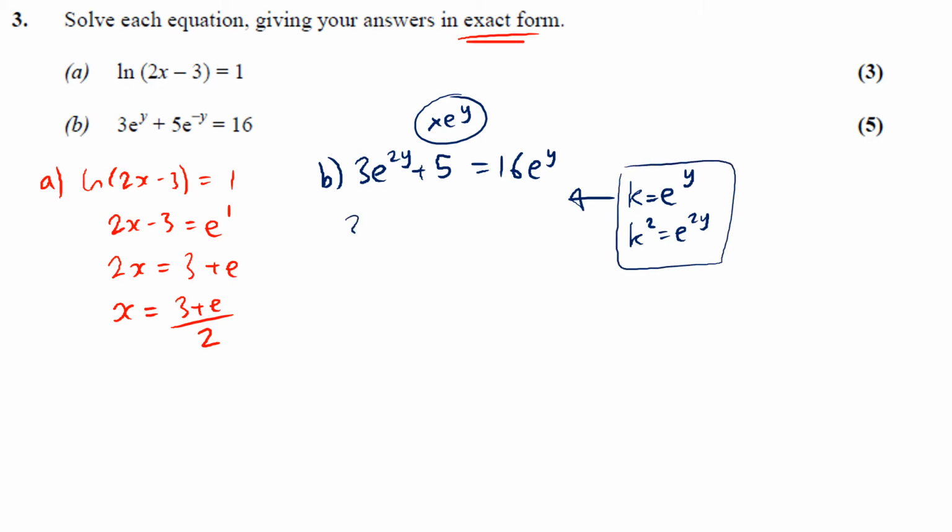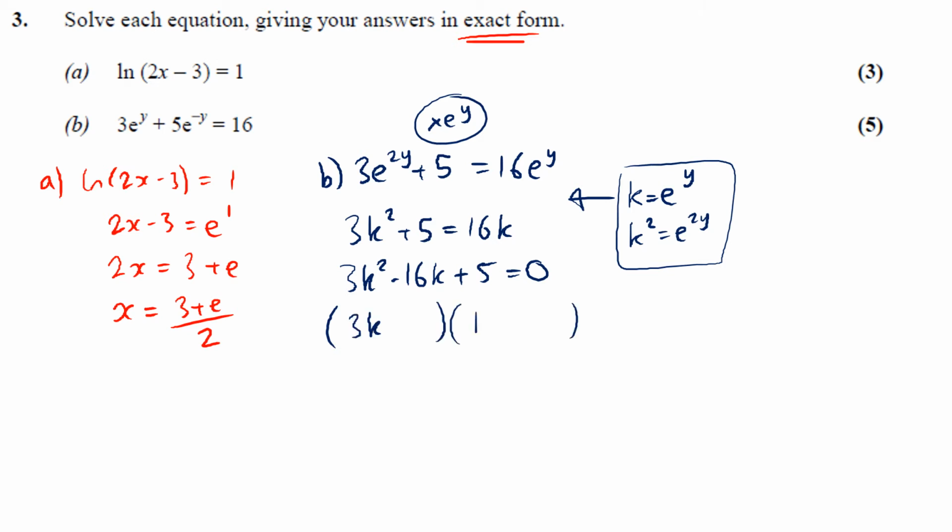So we'll end up with 3k squared plus 5 is 16k. Now that is a quadratic. It always is. So we'll subtract the 16k, and we'll end up with a quadratic that can be solved in any number of ways. I'm going to go for a factorization, but you could do that with the quadratic formula if you wanted. Then we'll simply get that k is 1/3 from the first bracket and k is 5 from the second bracket.